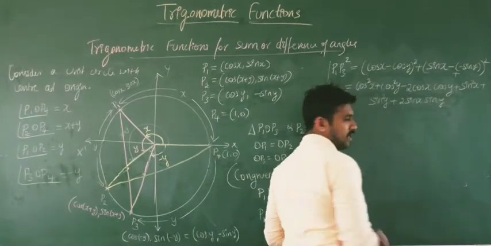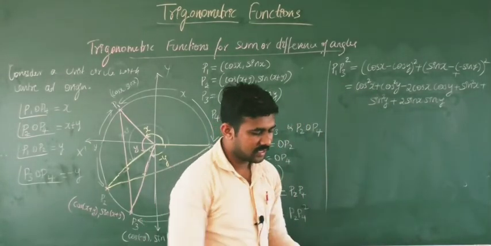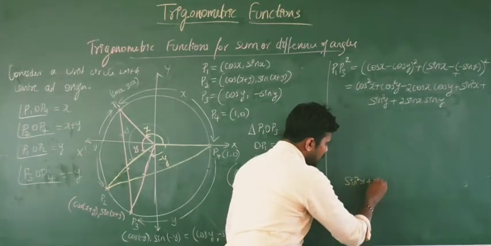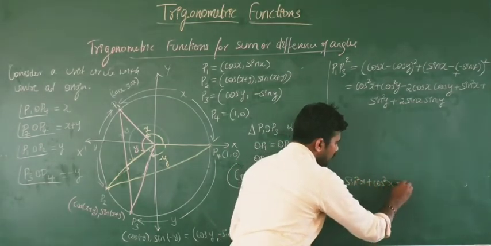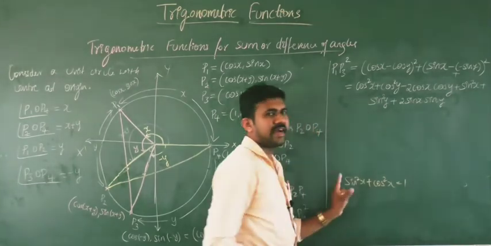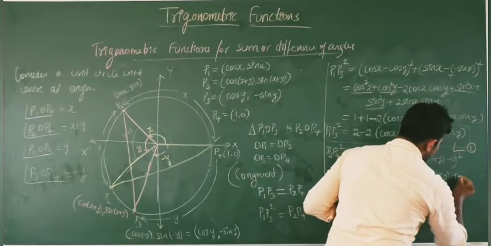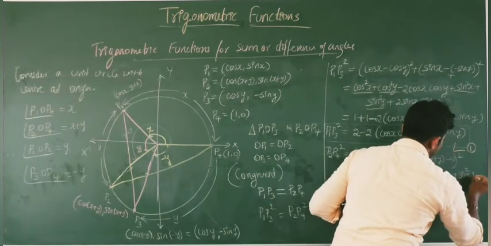Okay, now see the difference here. You know the formula that sin square x plus cos square x is equal to 1. When you have the same angle, then if you add cos square and sin square with the same angle, you will get 1.